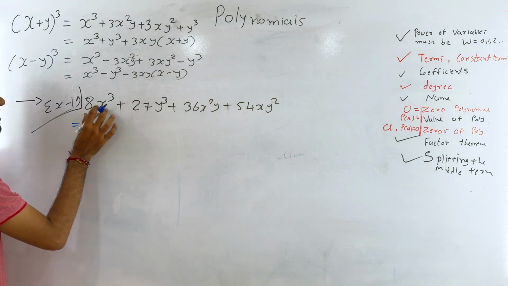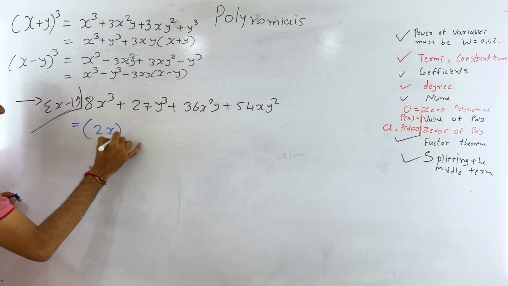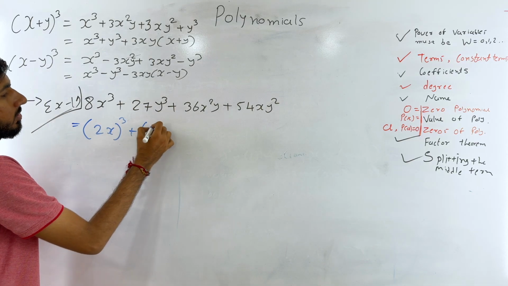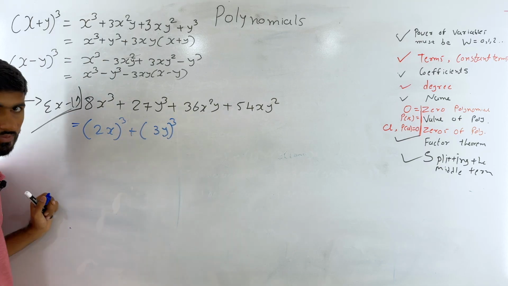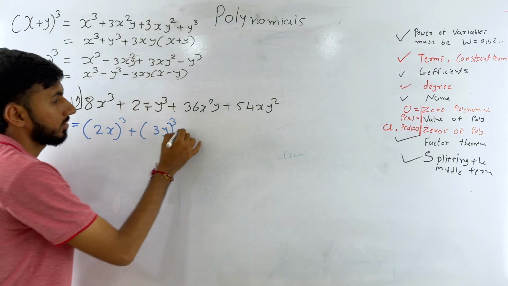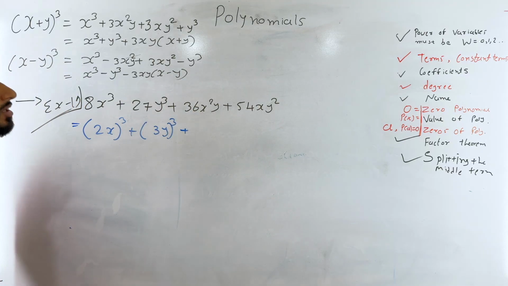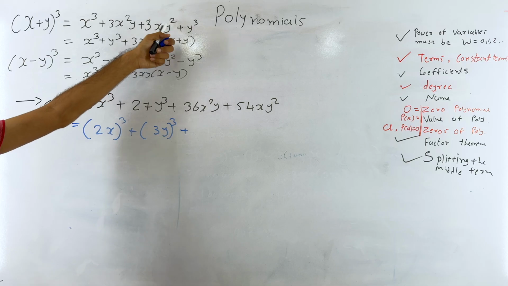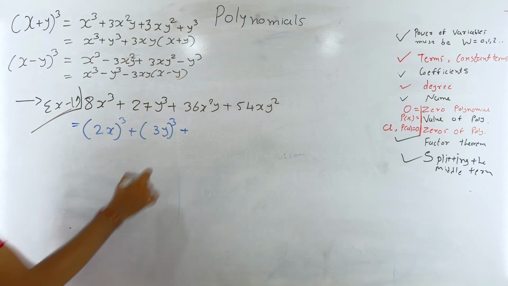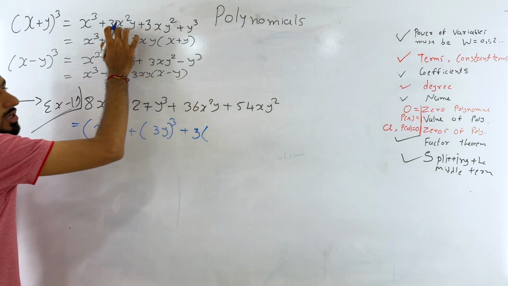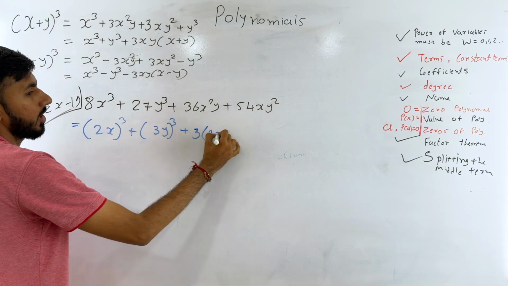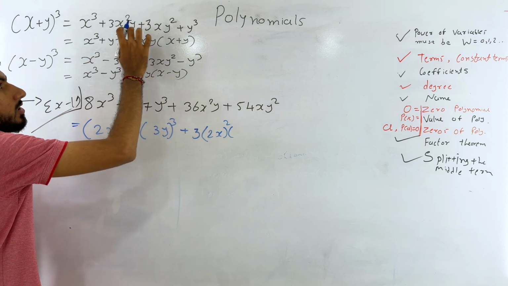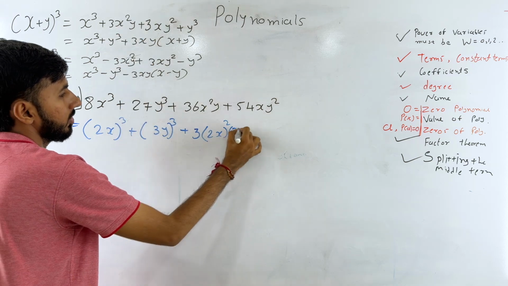So let me write 8x cube, that means I have to write 2x whole cube, cube of first whole term. 27y cube, that means I have to write 3y whole cube, right? Cube of second term. Now 36x square y, in our identity we have 3x square y plus 3xy square. So 3x square y, that means I have to write 3 here. Now x is my first term, so first term is 2x, so write 2x whole square, then y, that means my second term, it is only 3y, right?